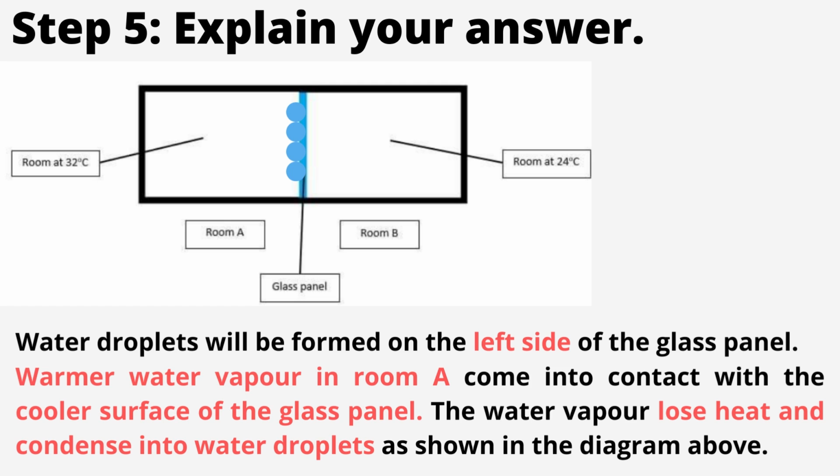Let's go through again. First, you must illustrate that the warmer water vapor comes from room A. It meets the cooler surface of the glass panel, and the water vapor loses heat and condenses into water droplets. Thank you very much.